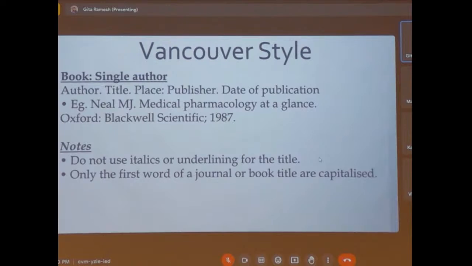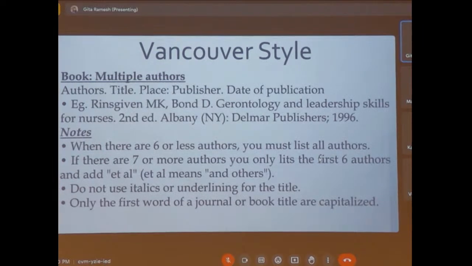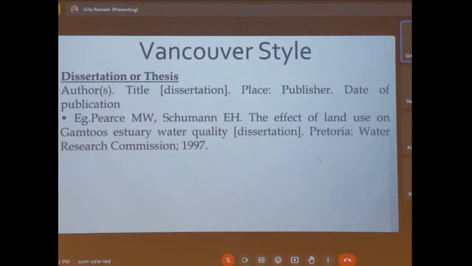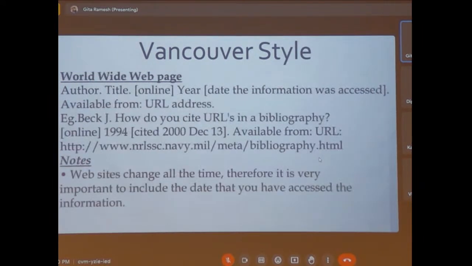This is the Vancouver style of writing a single author. This is an example of multiple authors in Vancouver style, which you can use in a dissertation or thesis. When you are referring to a World Wide Web site, how you refer to it in Vancouver style is mentioned.